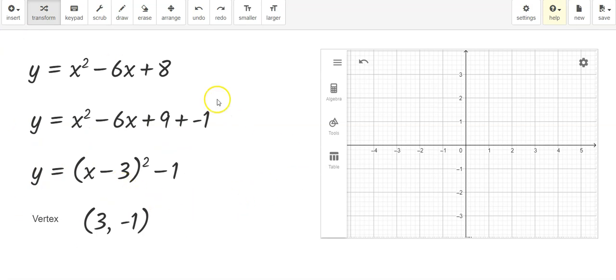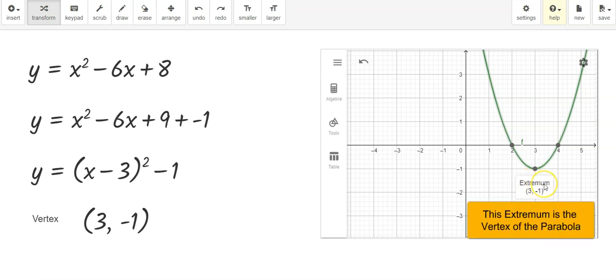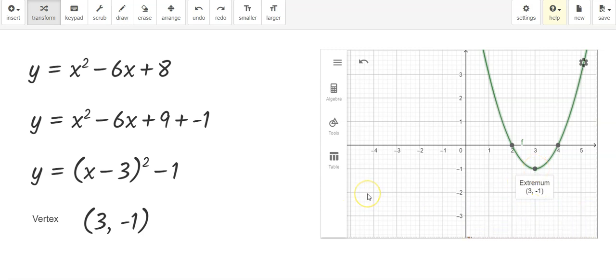To check to see that I got both of these correct and that the vertex is the correct vertex, you can grab this little circle right here and drag it to this graph, and it will produce a graph, and you can click right there and check to see if that vertex is 3, -1. It's called an extremum, which is another term for just a low point in the graph.